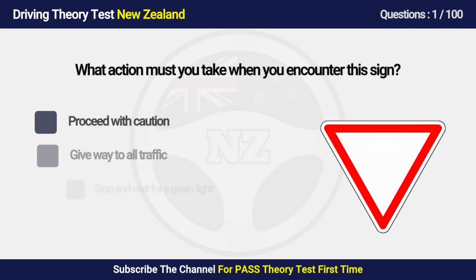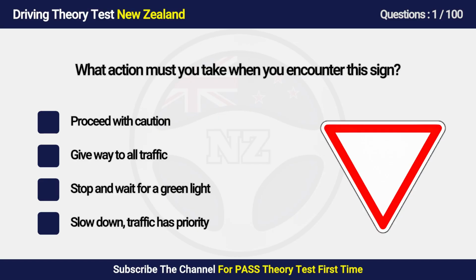Question 1. What action must you take when you encounter this sign? A. Proceed with caution. B. Give way to all traffic. C. Stop and wait for a green light. D. Slow down, traffic has priority.